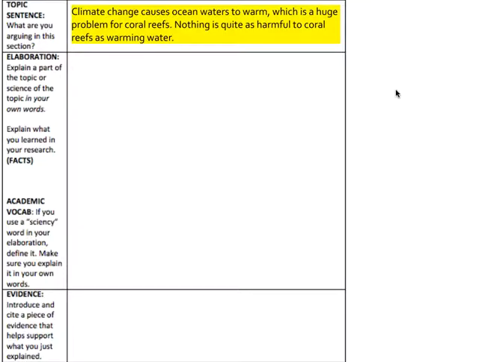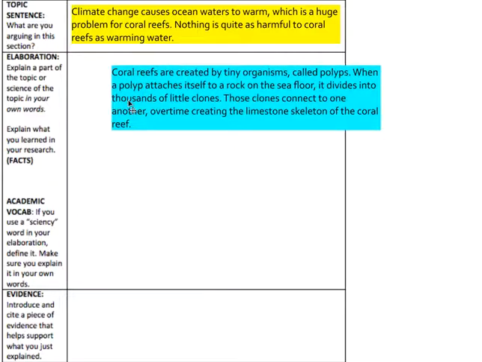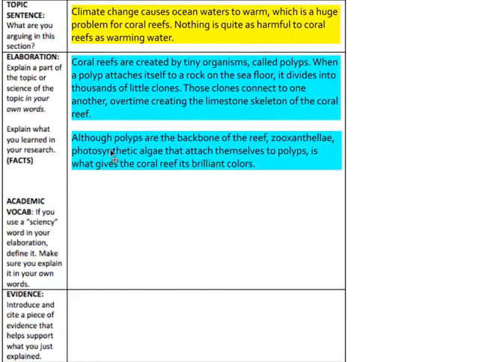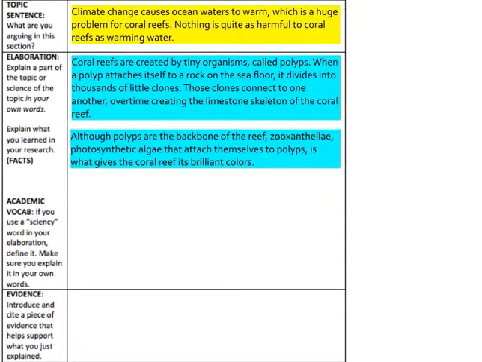So I felt like when I looked at my elaboration that you as the reader really needed to understand how coral reefs developed and why they really depended on those photosynthetic algae, the zooxanthellae, to really survive, because that's going to be important later on in understanding coral bleaching. So that's the first part of the science that I'm going to explain.